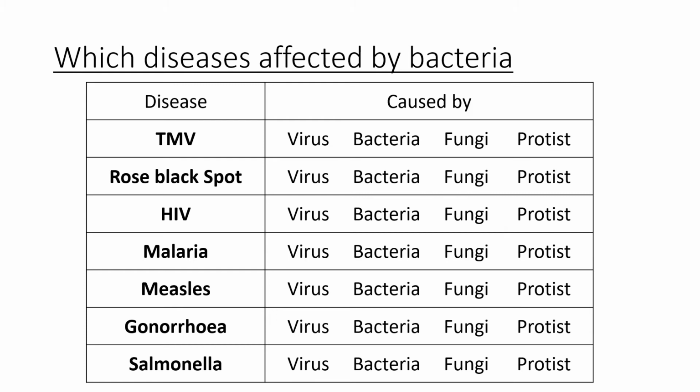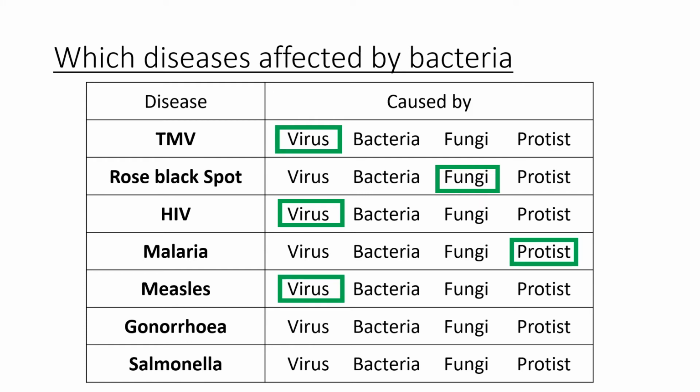You should know that TMV is tobacco mosaic virus, hence it's a virus. Rose black spot is a fungus. HIV, again V for virus. Malaria is the only one that's caused by a protist. We've got measles, which is a virus, and then gonorrhea and salmonella, which are both caused by bacteria.